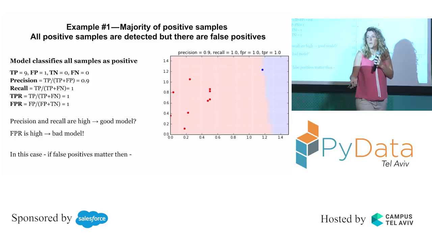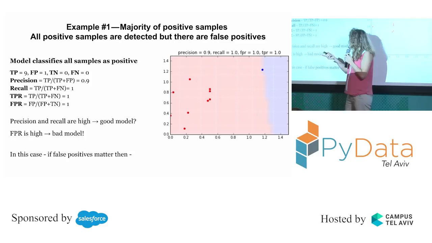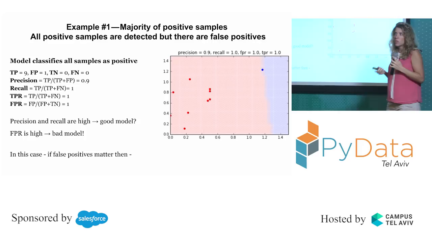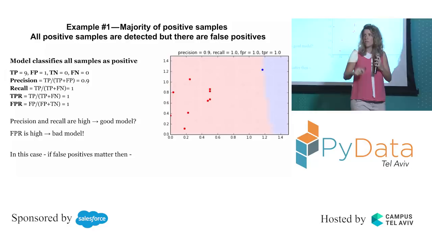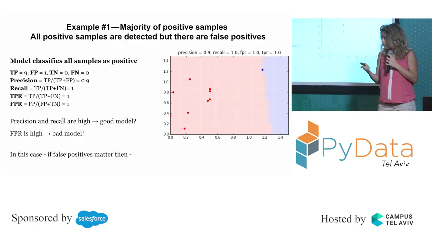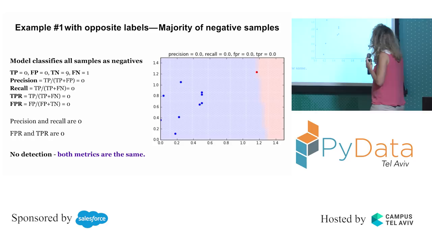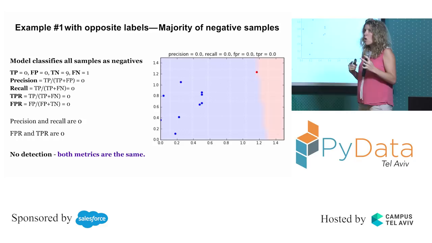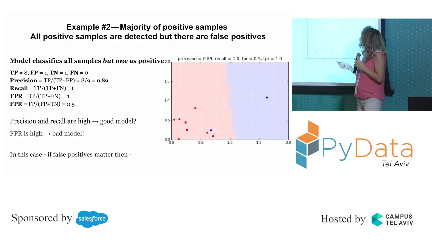It's really good, right? And the true positive rate is 100%, exactly the recall, but the false positive rate is 100%. This reflects that the model is actually not a good model. So in this case, the true positive rate and false positive rate are more suitable to reflect the actual performance of this model. Now, if we take the same example but switch the labels, we can see that both metrics are the same. So it has meaning which is the majority class, the positive class or the negative class. Now, I will skip this example because it's similar.